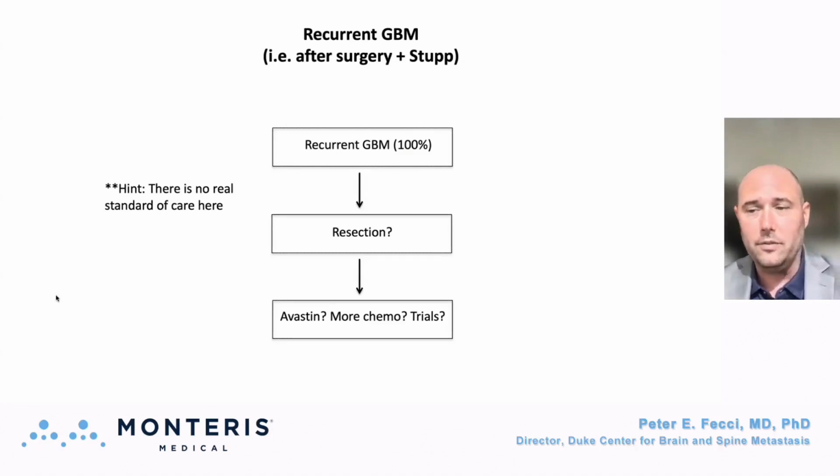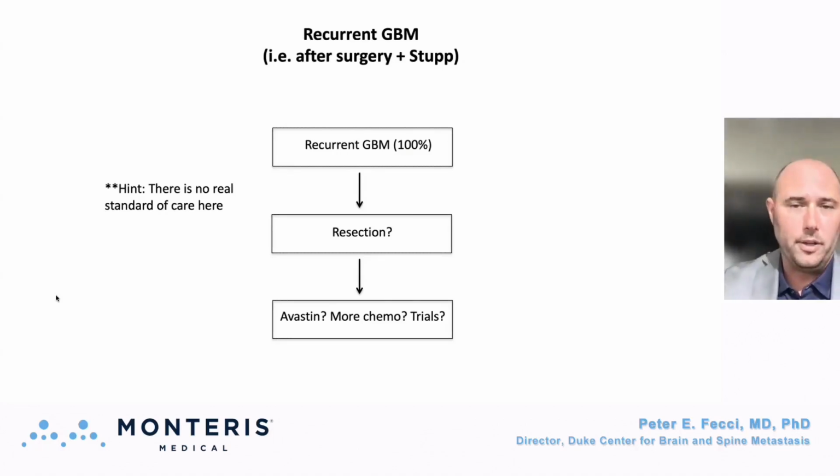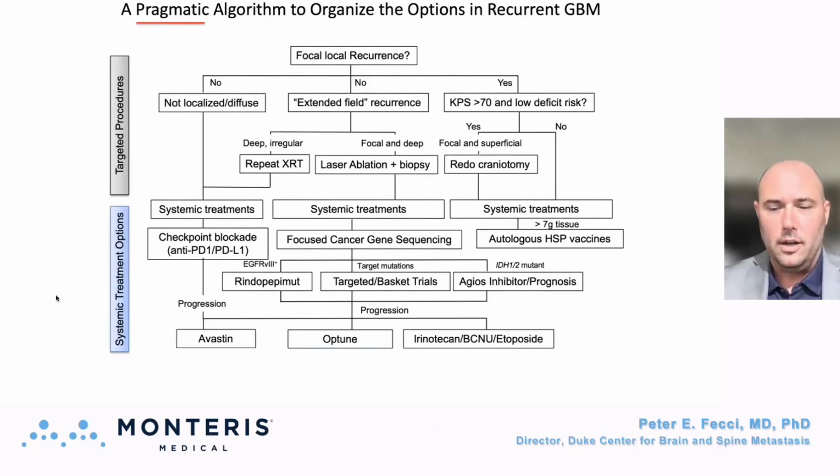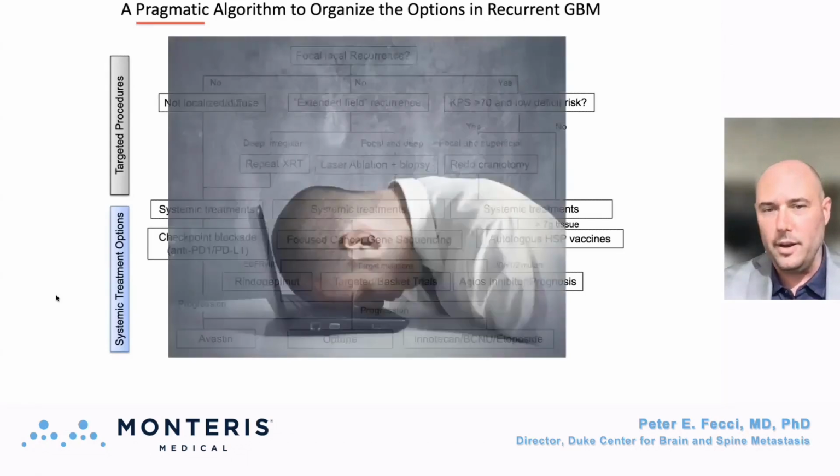And so that leaves us with a lot of room to try to figure out what the best thing for somebody is. And to drive this point home that I don't think there's really an accepted standard of care, this is a pragmatic algorithm that a friend of mine organized for us to show us the options in recurrent GBM. There are 1,000 of them. And if you ask 5 different surgeons or oncologists what they do for recurrent GBM, you'll get 10 different treatment algorithms. And the key point here is that thinking through some of these can be a real headache.